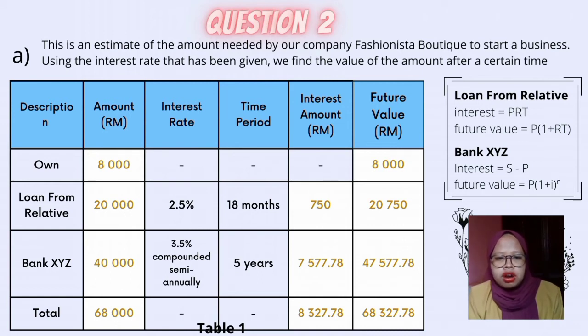The total amount for own capital, loan from relative, and Bank XYZ is RM68,000. The total interest amount for own capital, loan from relative, and Bank XYZ is RM8,327.78. And lastly, the total face value for own capital, loan from relative, and Bank XYZ is RM68,327.78.